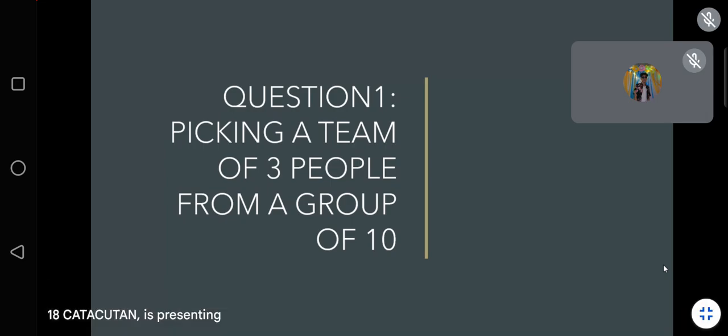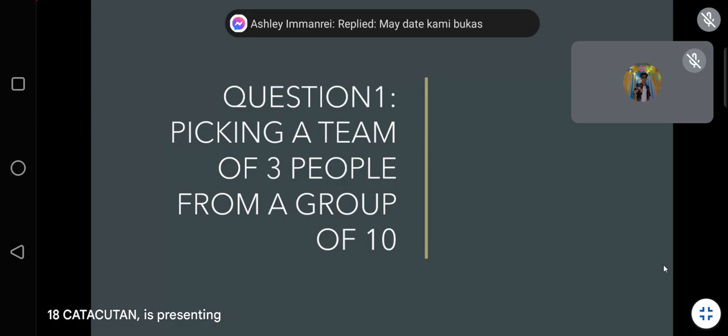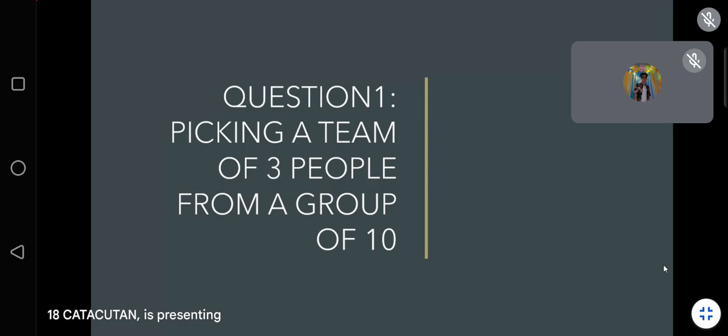The answer is combination. Why? Picking person A, person B, person C is the same as picking person B, person C, person A. The order of the team does not matter. Therefore, combination is the answer.